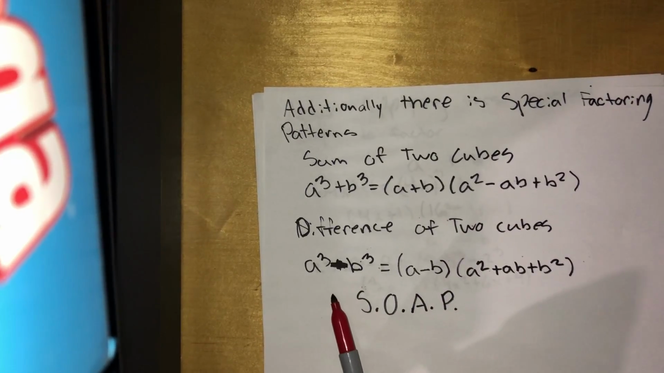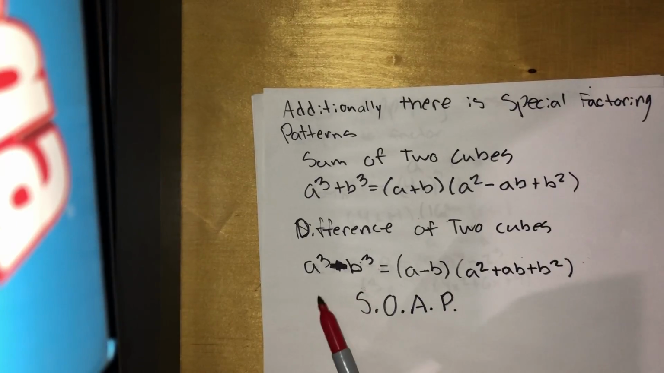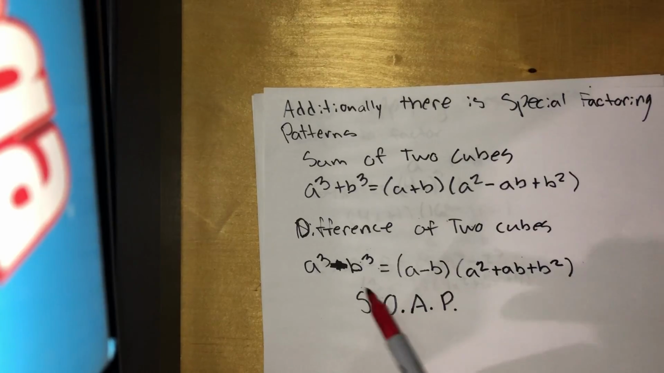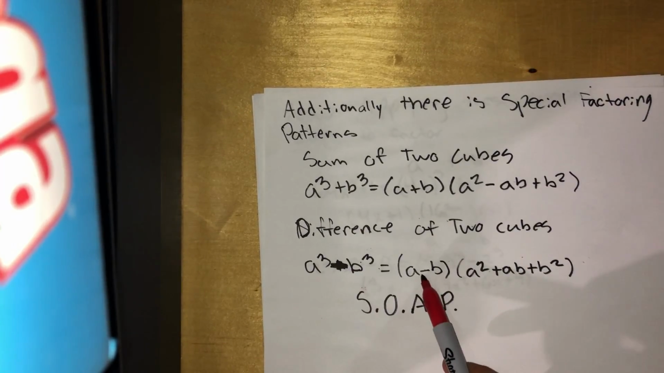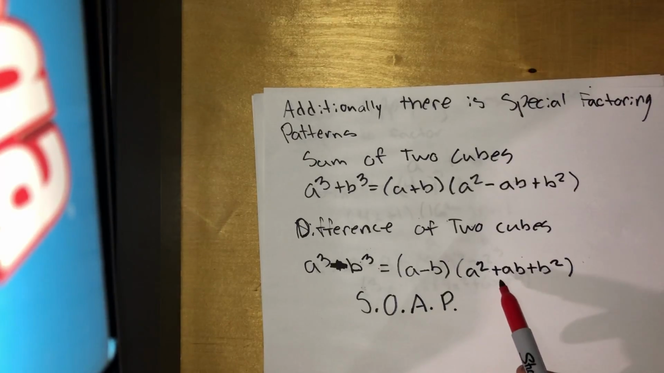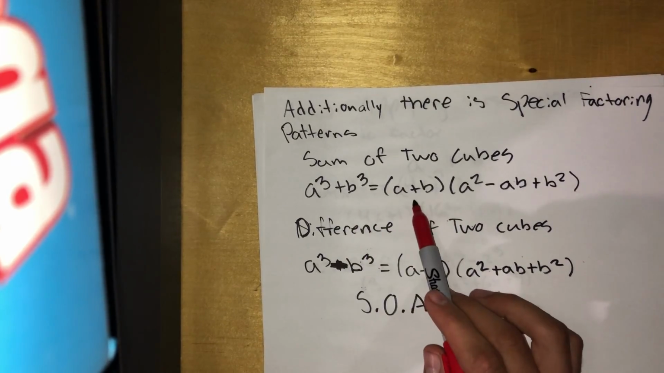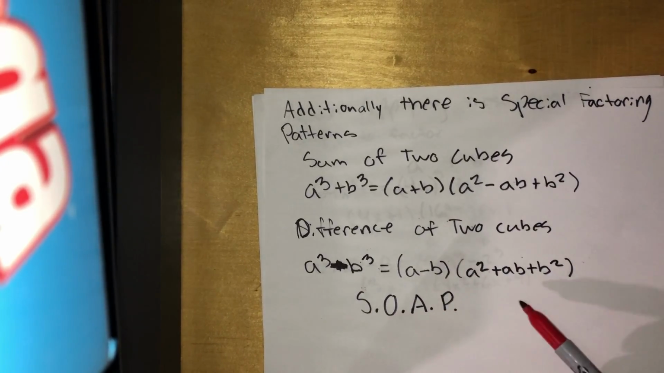If you forget the difference between sum of two cubes and difference of two cubes, when you get an a cubed and then minus or plus b cubed, you can always remember SOAP, which is an acronym for: whatever your sign is, you go same, opposite, and then always positive. So if it's addition, it's addition, minus, add, and if it's subtraction, it's subtraction, minus, add.